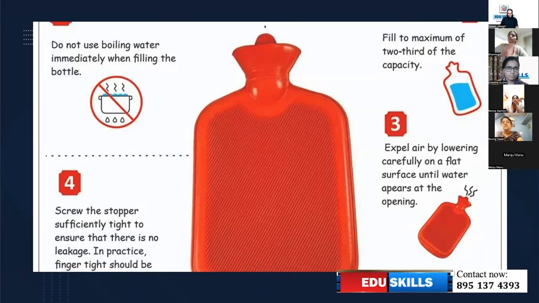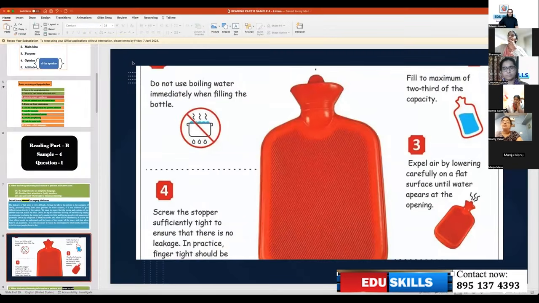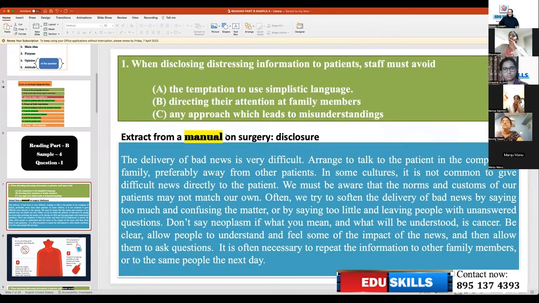Do you get me? The manual also says screw the stopper sufficiently tight, and fill to a maximum of 2/3 of the capacity. All those things are being said there. Ultimately, what I want to tell you is that when it says this is a manual, it will speak about what you should do and what you should not do. All manuals will tell you what ought to be done and what should not be done.